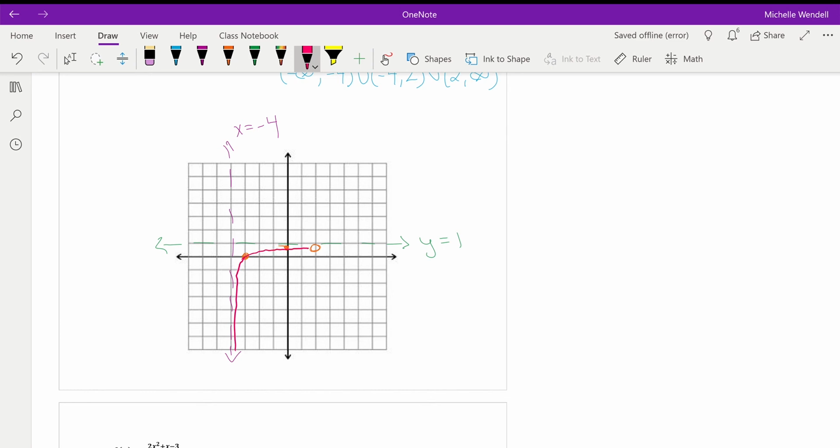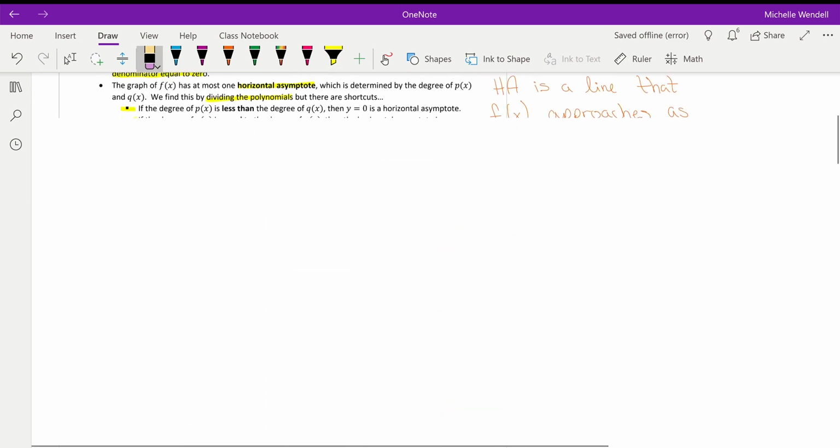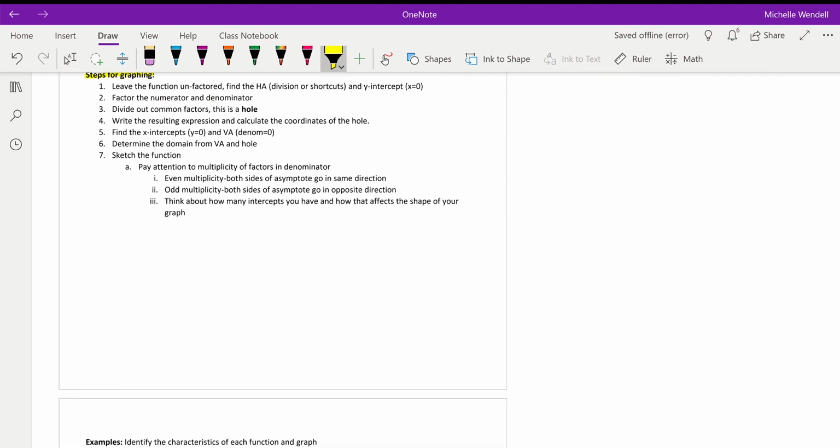And I can connect these to make my graph. But then the next question is, is the other side of the graph in this upper corner or the lower corner? The easiest way to figure that out without plotting points is to look at the multiplicity of the factors in the denominator. So if we look back at the beginning of our notes here, when you look at the multiplicity of the factors in the denominator, if it's even, then either side of the asymptote, your graph is going to travel in the same direction. And if it's an odd multiplicity, they're going to travel in different directions.